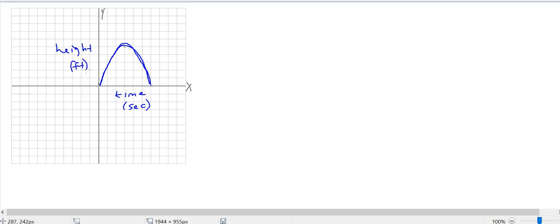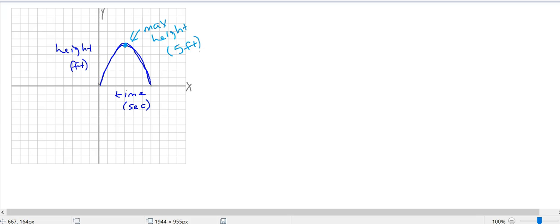Another thing you might be asked is the vertex. What is the vertex and what does it represent? In this case, the vertex is over here at y equals 5. That means that the maximum height that this projectile will reach is 5 feet.